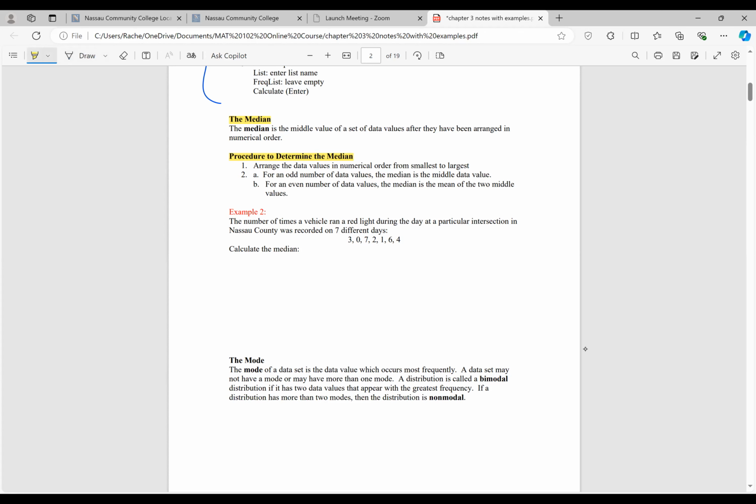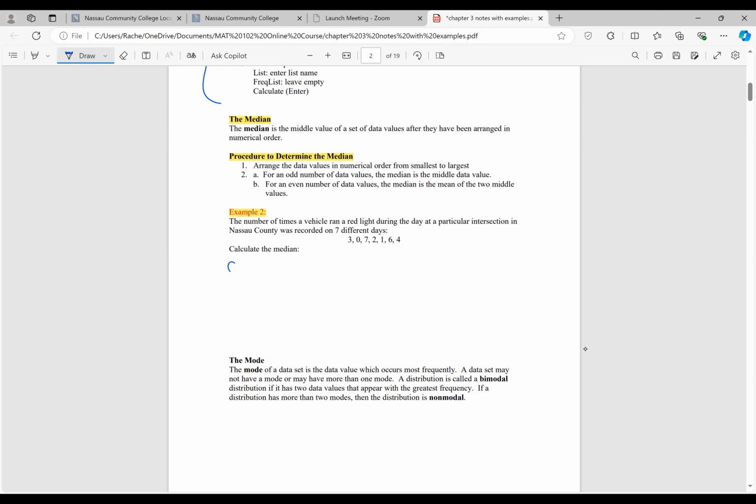So let's look at example 2. It says the number of times a vehicle ran a red light during the day at a particular intersection in Nassau County was recorded on 7 different days. So on one day, there were 3 vehicles that ran a red light. On the other day, there was 0. On one day, there were 7, and so on and so forth. So what I want to do is calculate the median. And first, I'll show you how to do it by hand, and then I'll show you how to calculate it using the calculator. So the first step is to put these in order from lowest to highest.